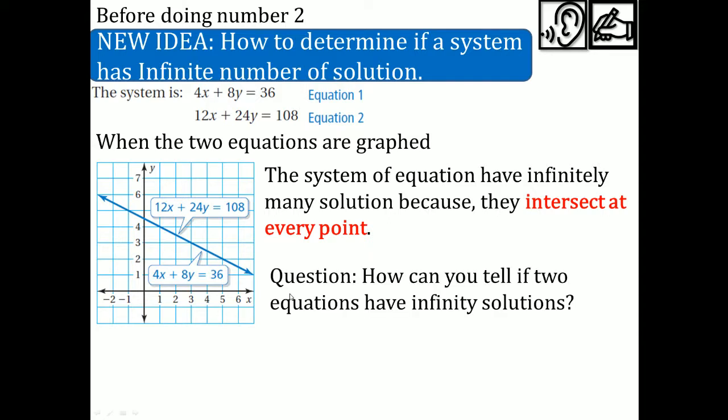So the question is, how can you tell if two equations have infinitely many solutions? Okay? Let's see.